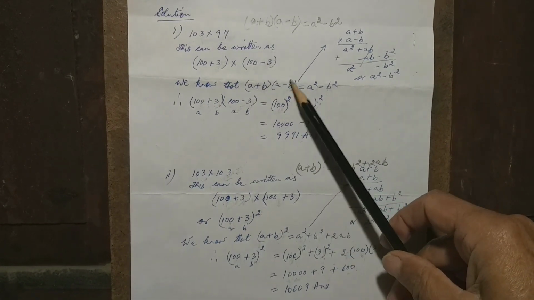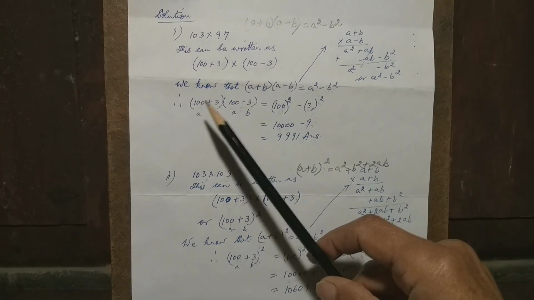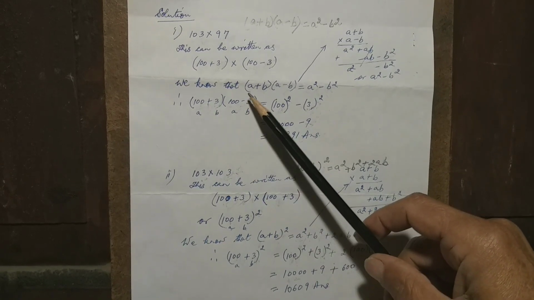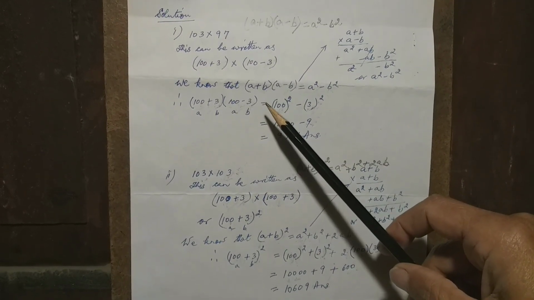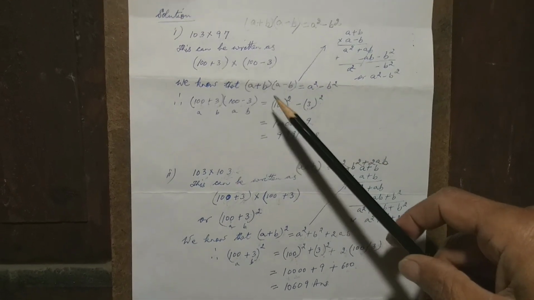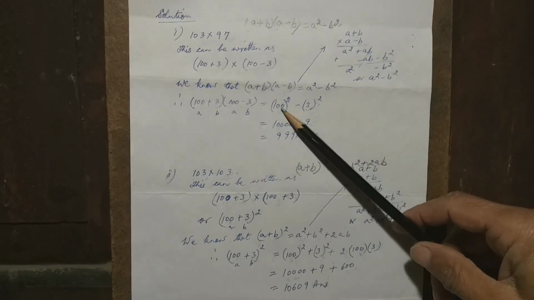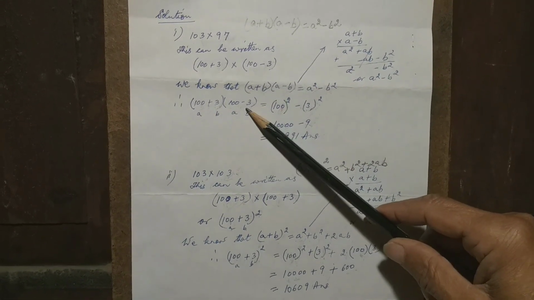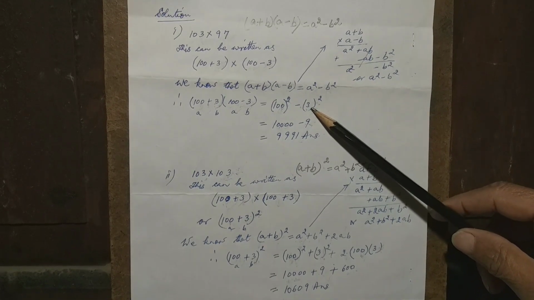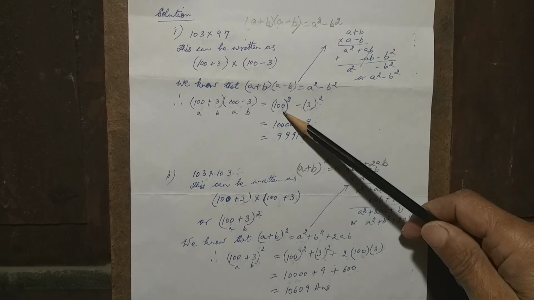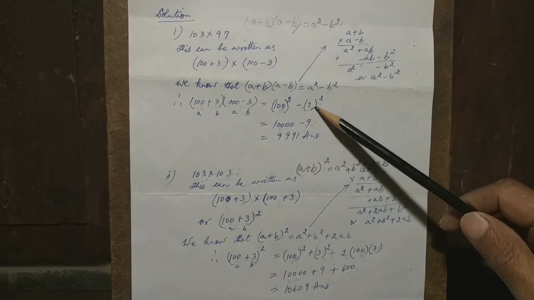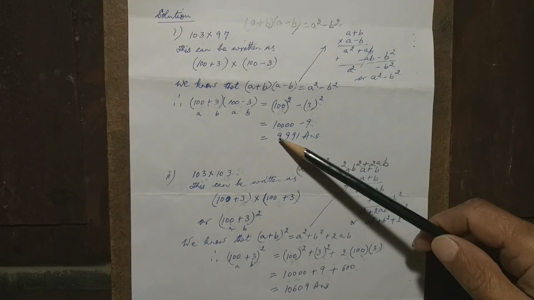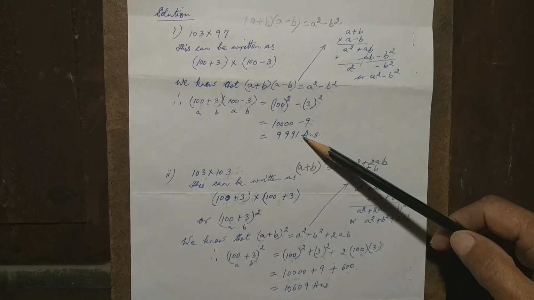Now a plus b into a minus b. So instead of a we have 100 and instead of b we have 3. So 100 plus 3 into 100 minus 3. Now this will give us the square of the first term. The first term is 100. So 100 square minus the square of the second term. The second term is 3. So it is 3 whole square. Now the square of 100 is 10,000 minus the square of 3 is 9. So 10,000 minus 9 will give us 9,991 as the answer.